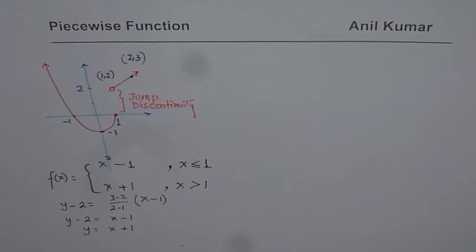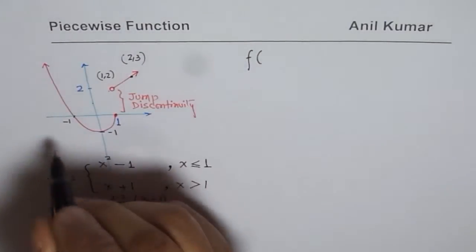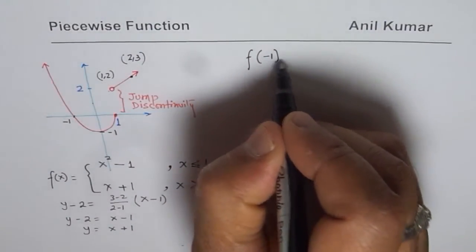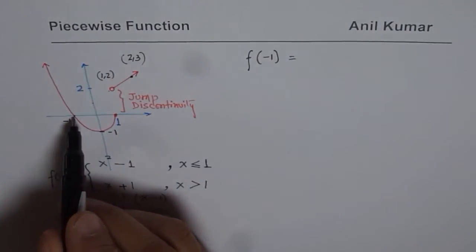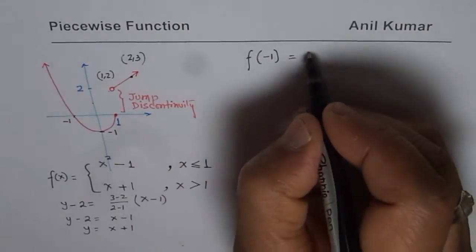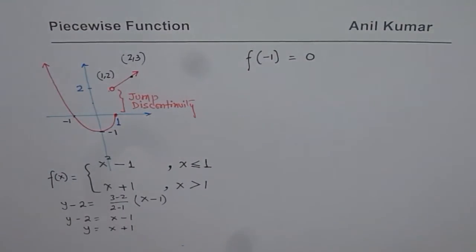So that is the piecewise function. Now in this piecewise function, if you need to find the value of the function, let us say at minus 1, how will you find? At minus 1, you can read from the graph it is 0, right? So we know it is 0. The other alternate way is to find algebraically. So let us see how to find value of the function from the given equation.